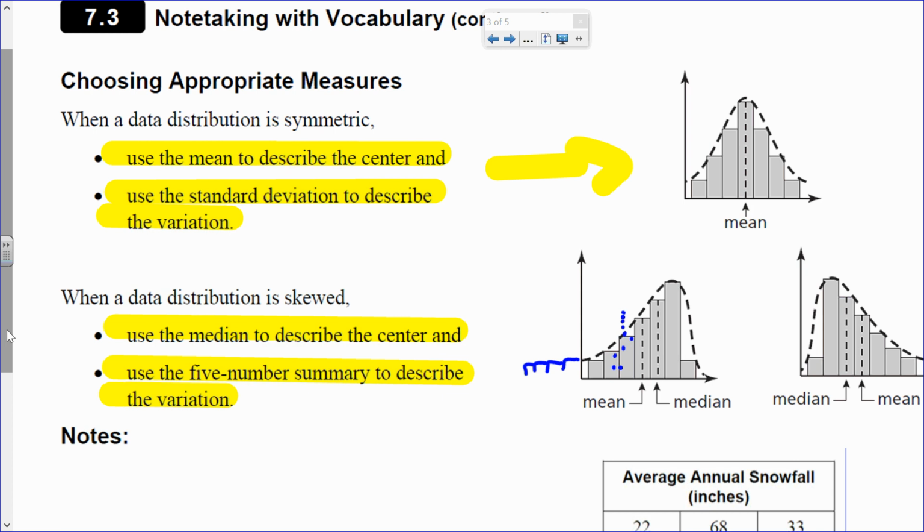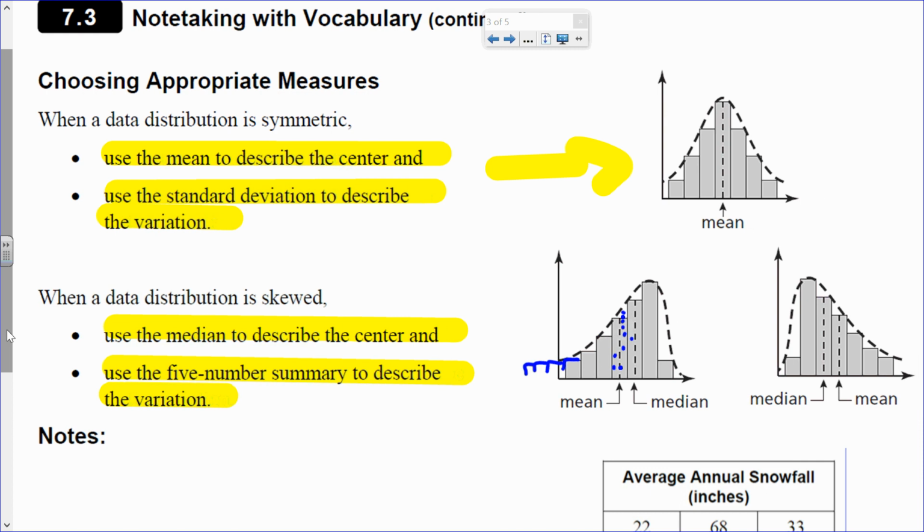And vice versa. The more your graph goes to the right, the more outliers are to the right, it drags that mean that way, so it's no longer a good measure of the center. That's why you use the median if it's skewed. That's the point of this whole highlighting exercise.